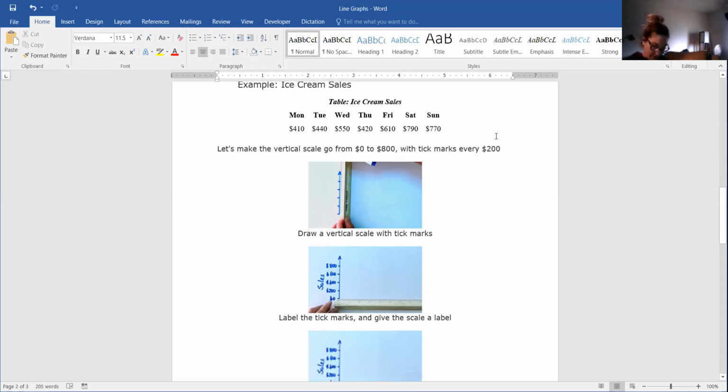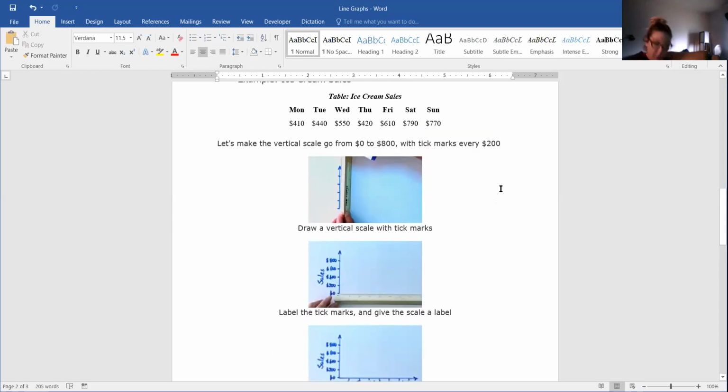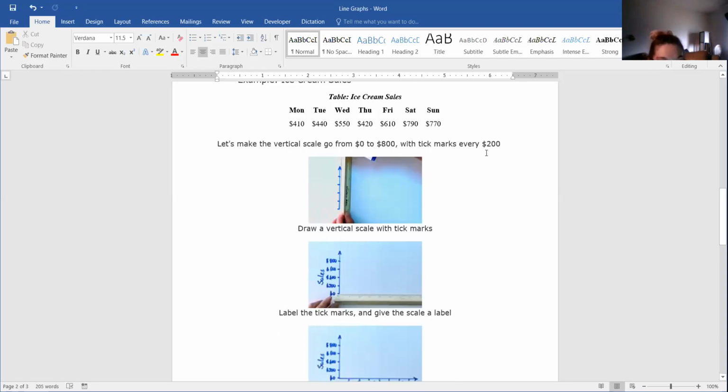Okay, so here's an example of how to make this graph. We draw a vertical scale and a horizontal scale and give them labels, and we make our little tick marks. We've established sales values. I don't know how well you can see this, but this is 0, 200, 400, 600, 800. Note that the top sales was 790. So the top of that vertical scale is above the highest data point. Okay.